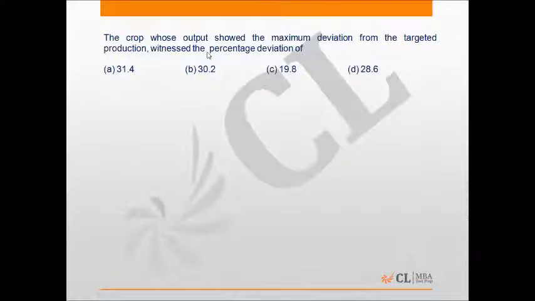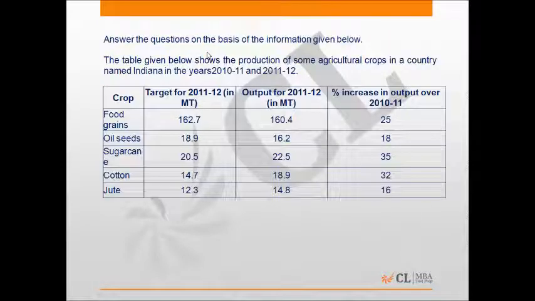Next. The crop whose output showed the maximum deviation from the targeted production, with the percentage deviation. We have to find out the crop which showed the maximum deviation from the targeted production. Remember, the deviation could be on either side. It could be a negative deviation or a positive deviation. That means the output could be more or could be less. We have to find out the maximum difference from the target.